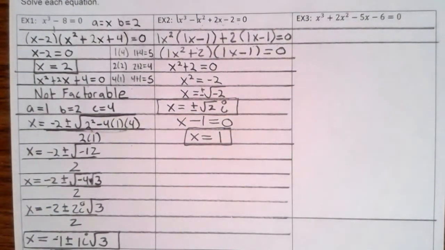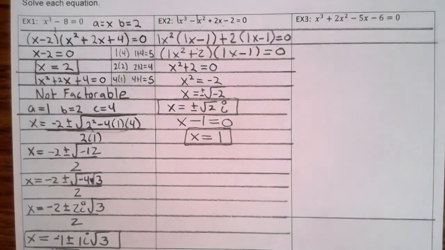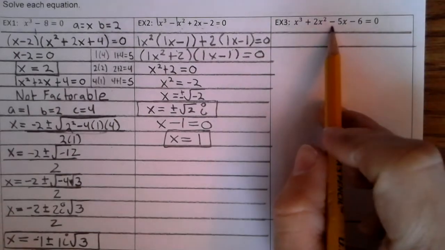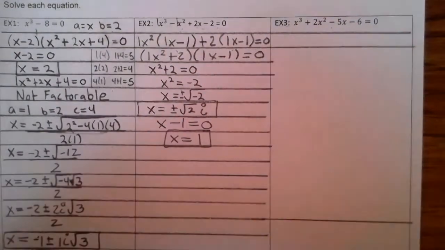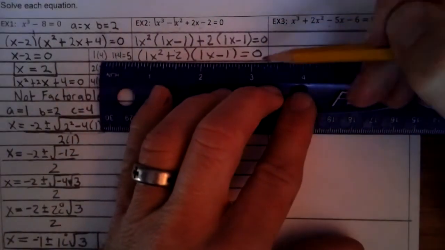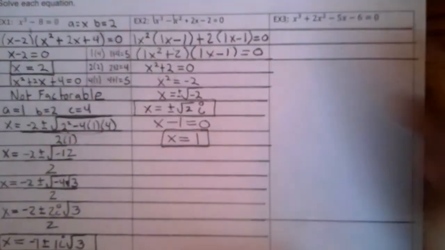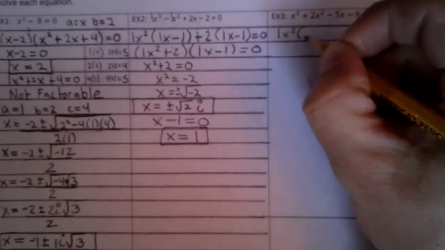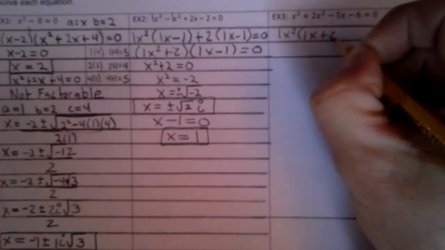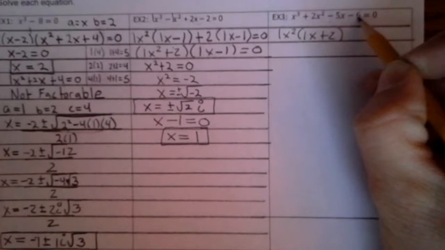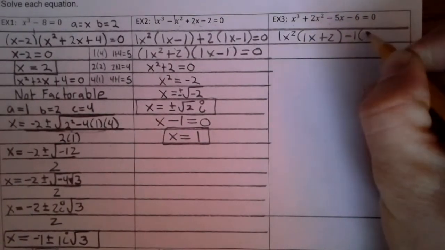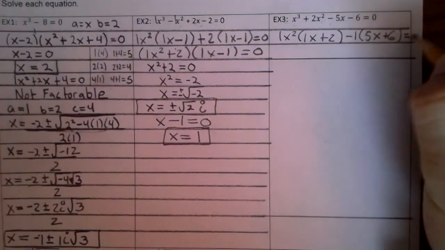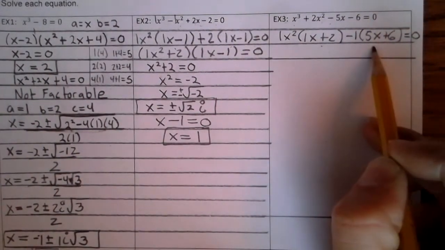Now let's take a look at example 3. So 4 terms. So we want to factor by grouping. Here we factor out a 1x squared from both the first 2 terms. So it's 1x plus 2. And the only thing we can factor from these is a -1, which leaves 5x plus 6. These are not the same, so we know it's not factorable.